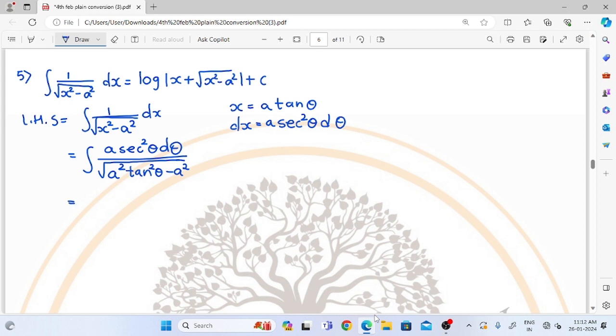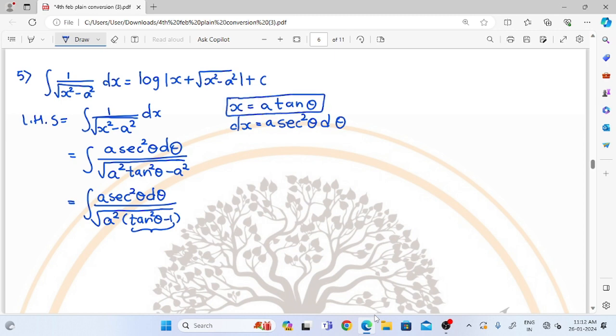So in the denominator we will take a square common. So a sec square theta d theta divided by, if you take a square common, a square inside the bracket, tan square theta minus 1 will remain. Okay. So here tan square theta minus 1, and we have the identity 1 plus tan square. Here we cannot use the identity 1 plus tan square, so that's why we cannot take x is equal to a tan theta here.